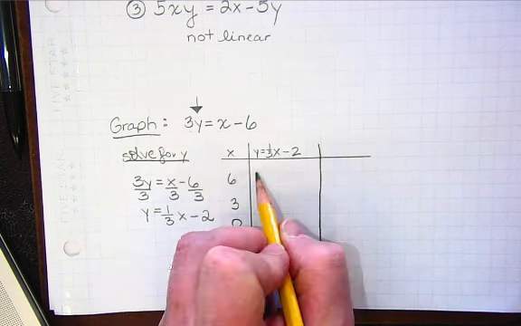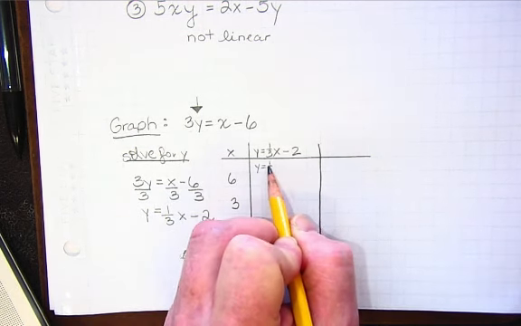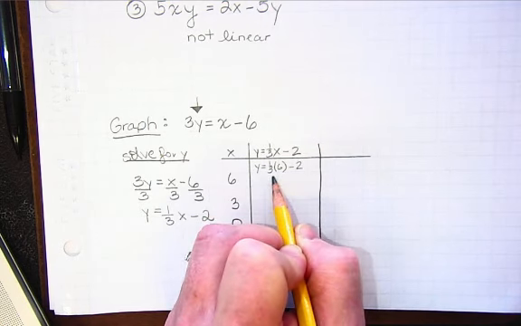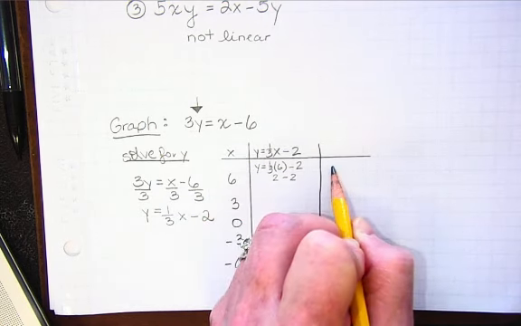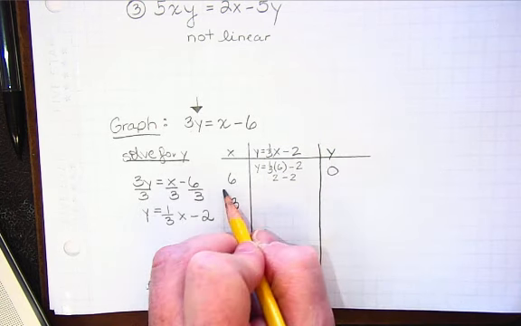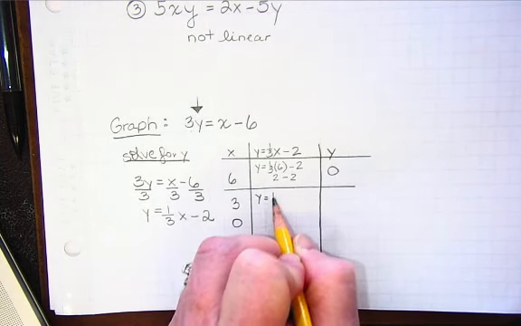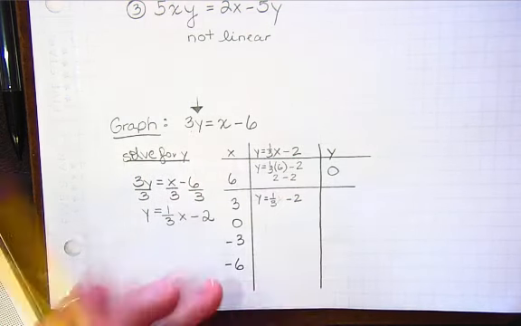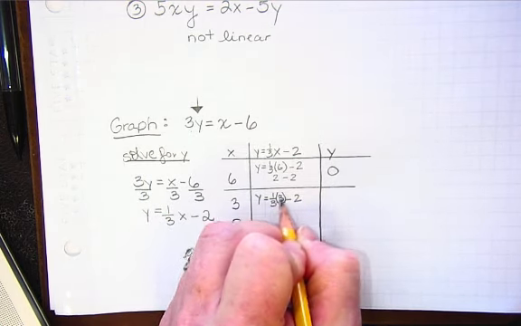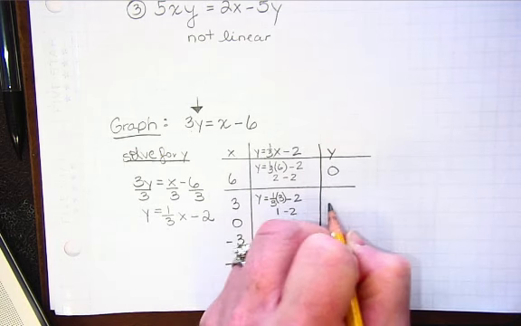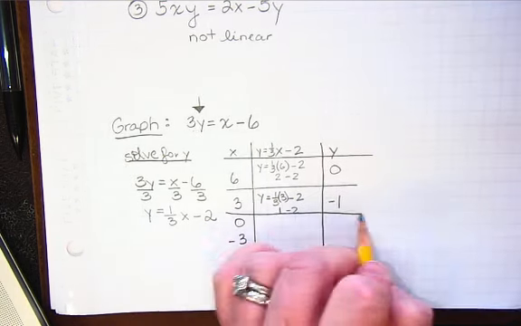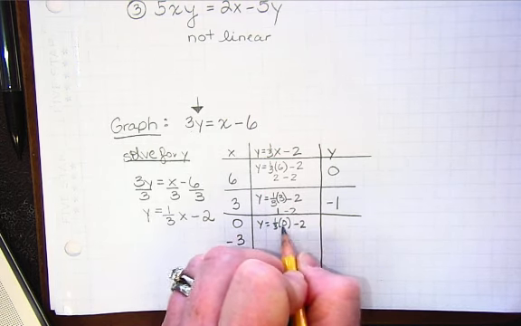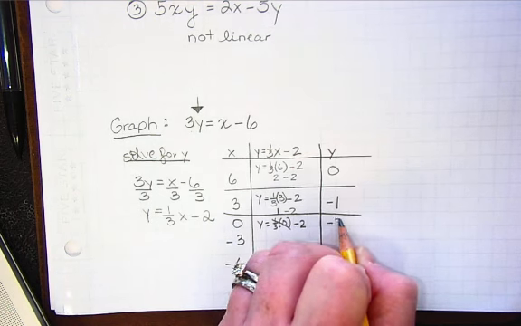So I'm going to substitute that in. Y is equal to 1/3 of 6 minus 2. 1/3 of 6 is 2. Minus 2 is 0. Next, y is equal to 1/3 of x minus 2. I'm going to put 3 there. 1/3 of 3 is 1, minus 2 is -1. Y is equal to 1/3 times 0 minus 2. Those cancel off, and I get -2.